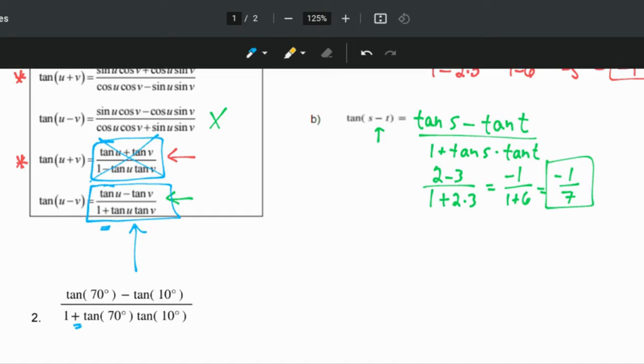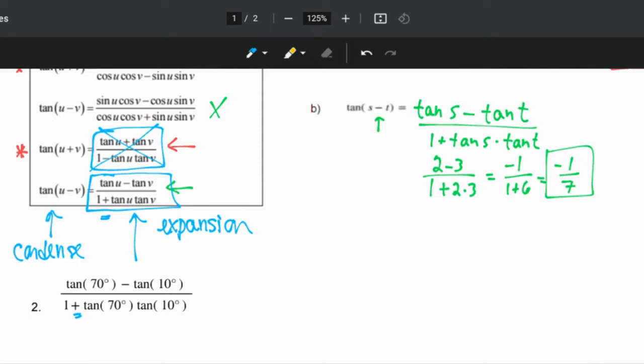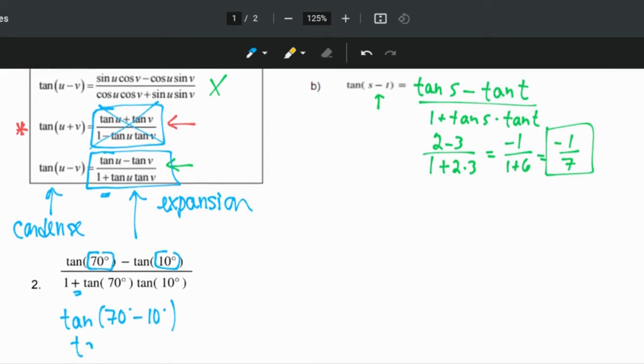So we are given the expanded version, and now we need to condense. And so think of the right side as the expansion, and we need to condense in order to get to the left side. Right, so we know that this is tangent of two angles subtracted, and what are the two angles? 70 and 10. So it's really tangent of 70 minus 10 degrees, which simplifies, of course, to tangent of 60.